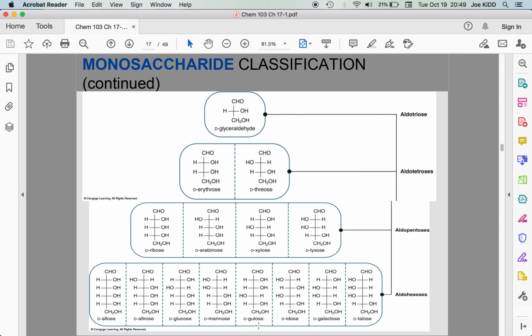Here are just some examples as we start looking through different monosaccharides. Here we have an aldotriose, aldotetrose, so 4 carbons, pentose, 5 carbons, hexose, 6 carbons. These start being ones that you've probably heard of before, like glucose, galactose. You've probably heard of ribose before as well.